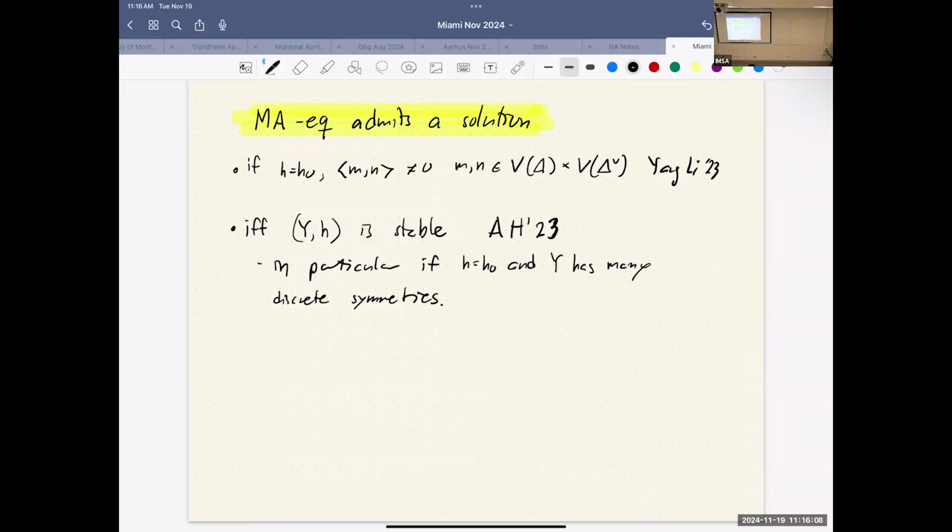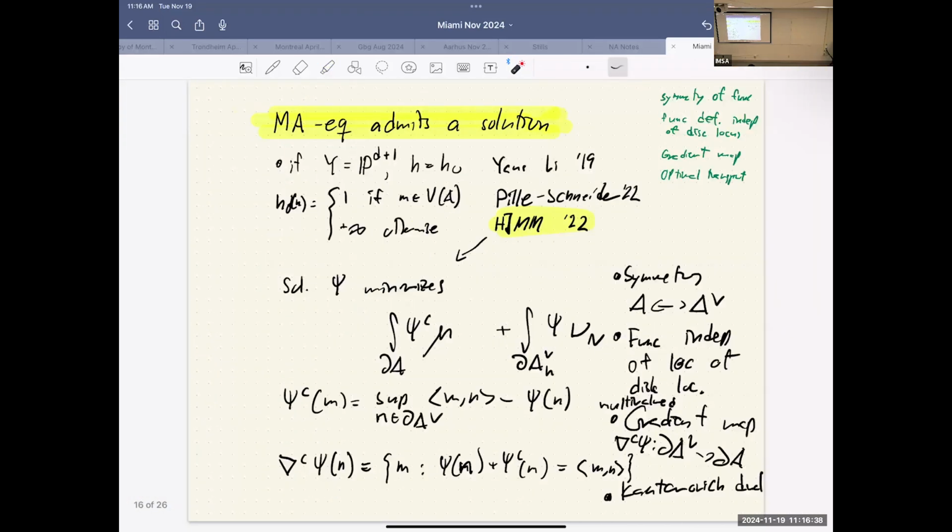So this Monge-Ampère equation is also known to admit solutions in some more cases. If we have the trivial height function, and the moment polytope and its dual satisfy that any two vertices of these two have non-zero pairing, then it's known that this equation admits a solution. This is due to Yang Li, and this also uses the same variational approach.